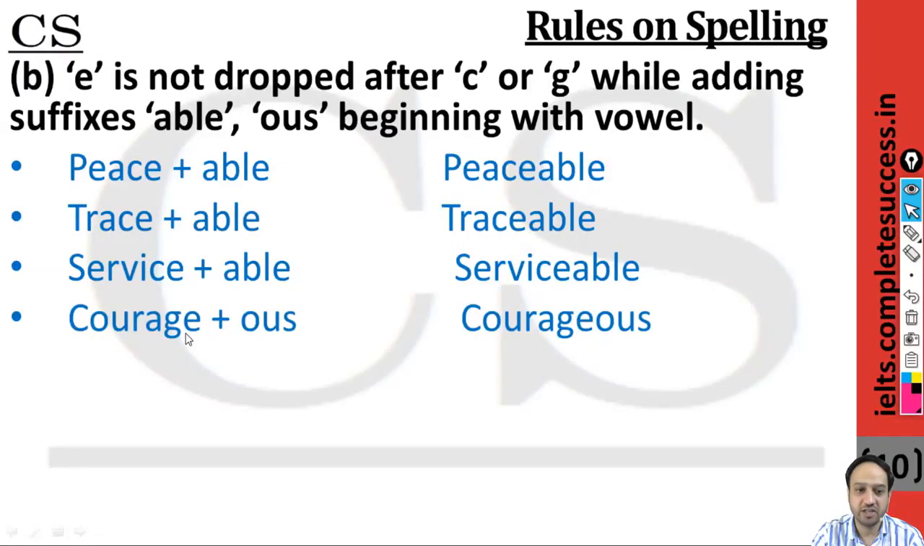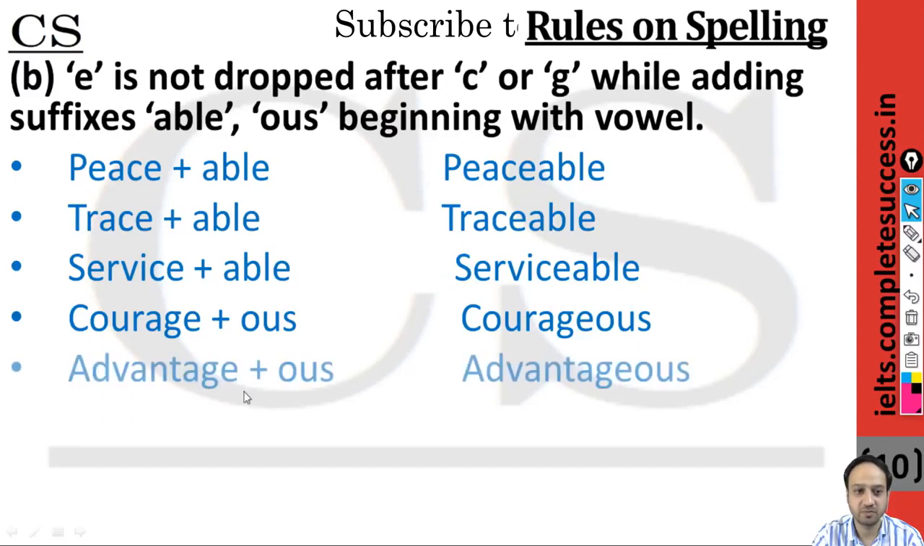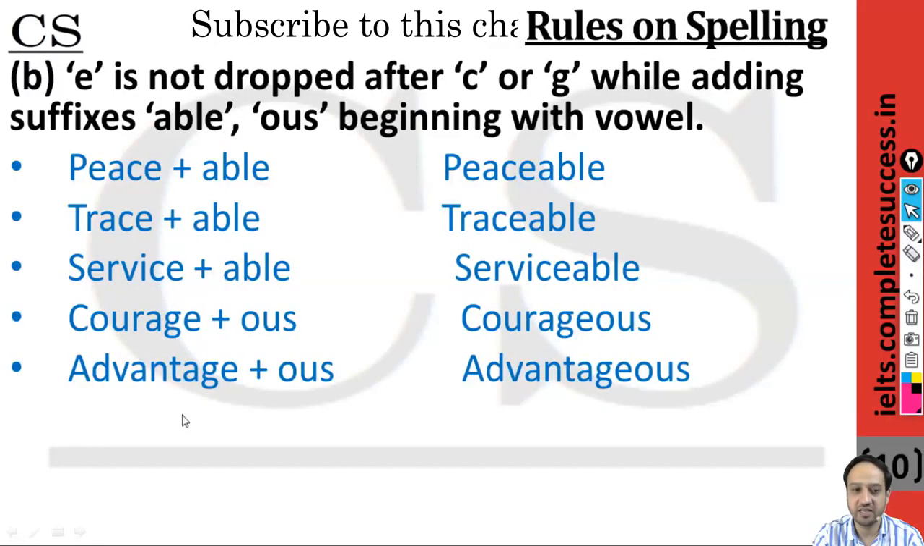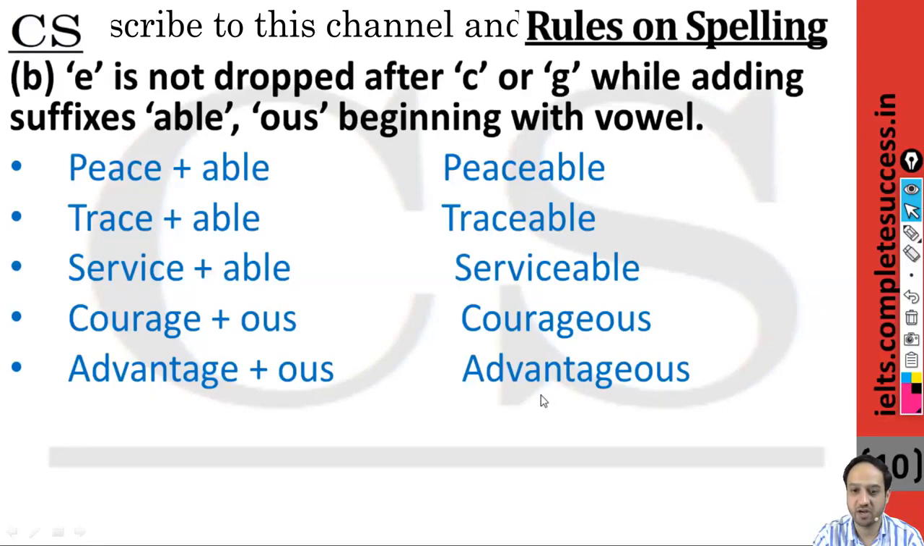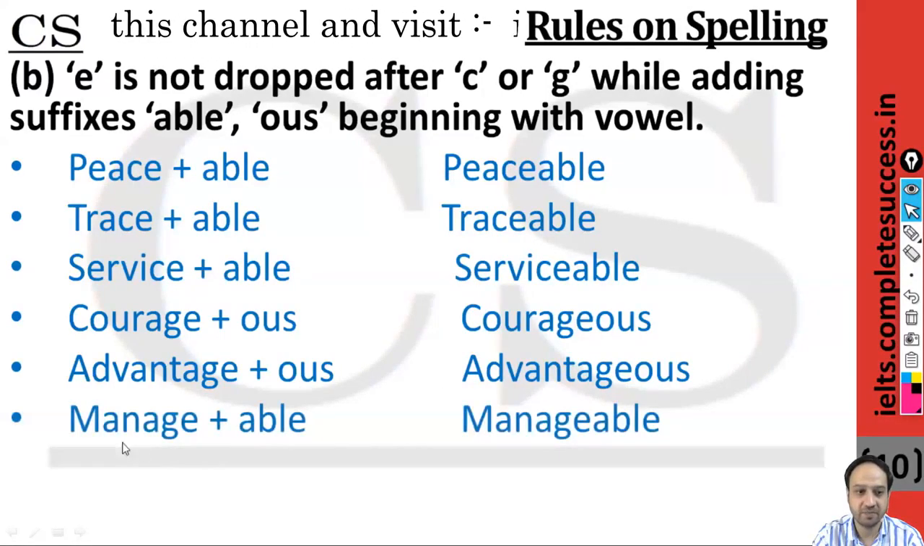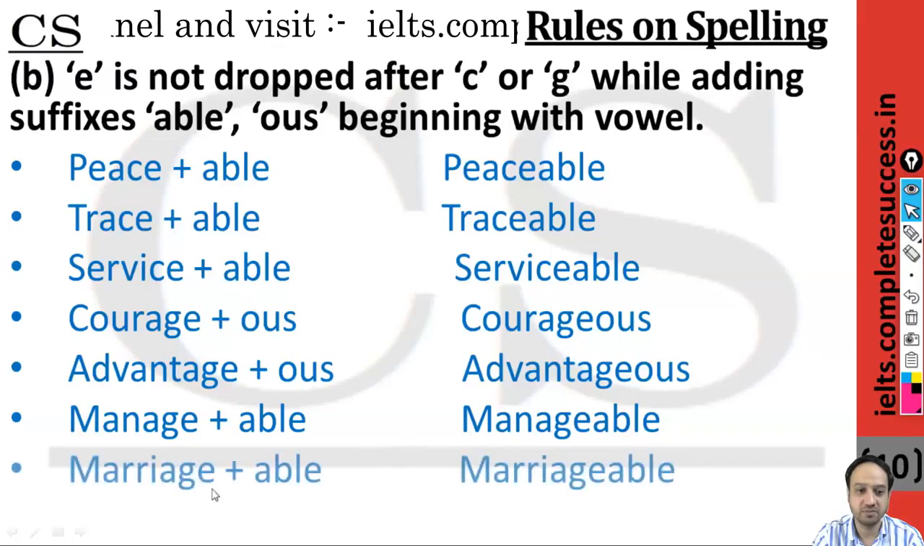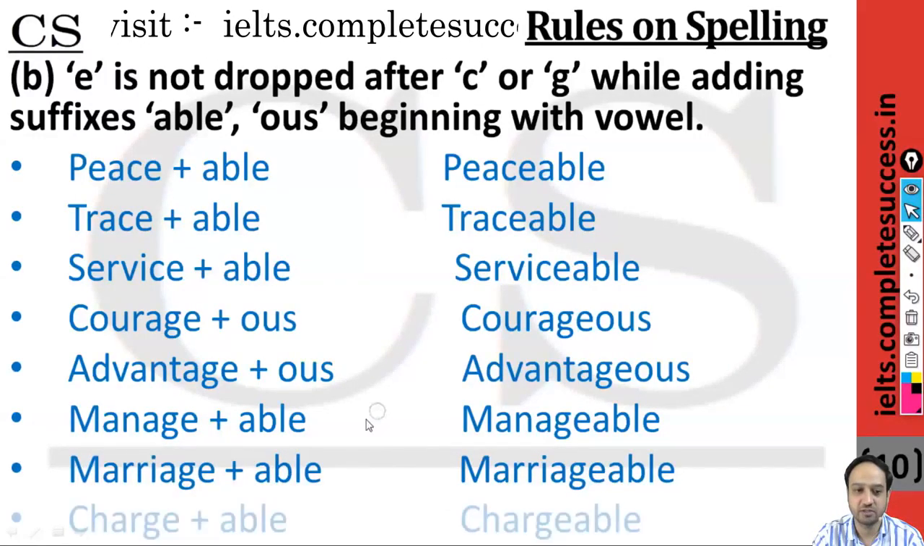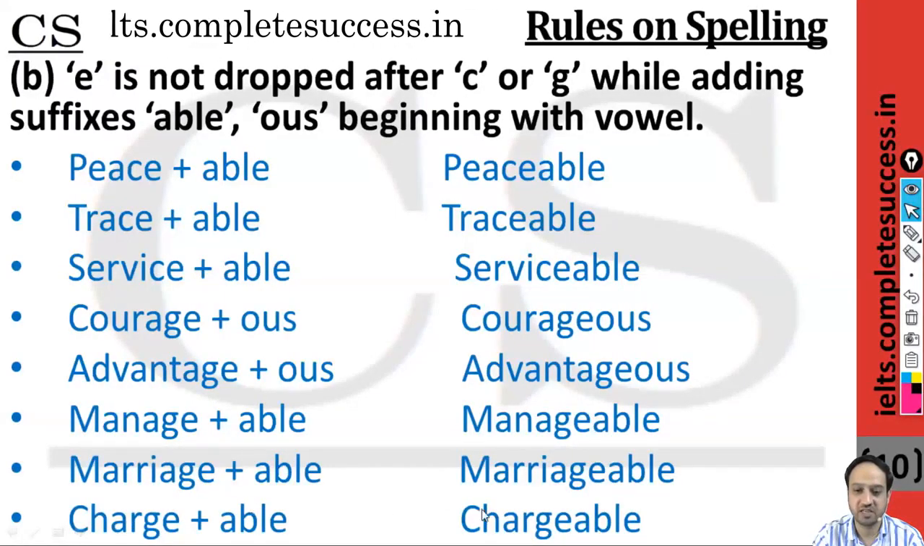Courage: you can see before e there is a g, and when we add ous it becomes courageous, and we have retained the letter e. Advantage plus ous, advantageous, we have retained the letter e. Manage plus able, manageable; marriage plus able, marriageable; charge plus able, chargeable.